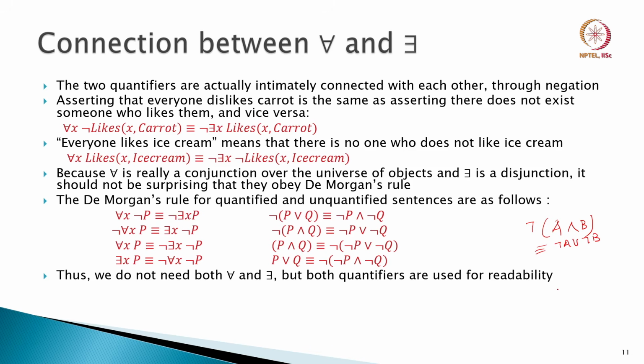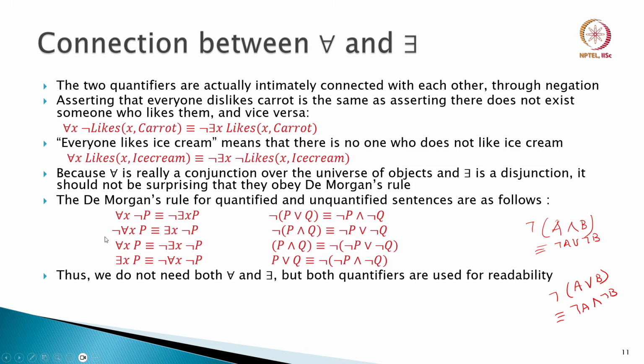Similarly, if we take not of A or B, this will be equivalent to not A and not B. So this rule is also followed by the quantifiers. Suppose I say for all x not p, you can say there does not exist x p. So you are just negating this and putting exists instead of the universal symbol.